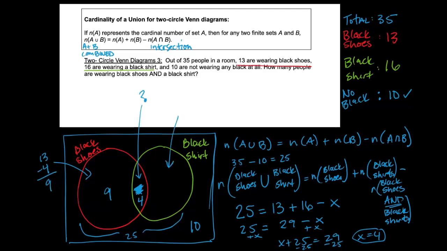And then I could do the same thing over here. For black shirt, if 16 needs to be the total and 4 is already in the intersection, we could take off 4, and that gives us 12, and we can put 12 there. And like I said, we didn't have to do that for this problem, but sometimes you'll see problems where there's several follow-up questions, and that could be helpful to fill out the whole Venn diagram.